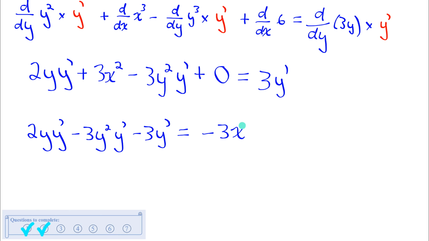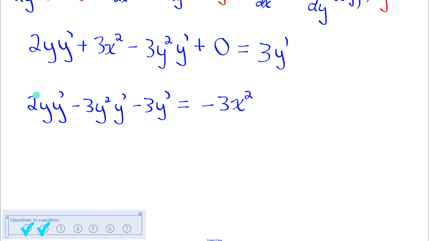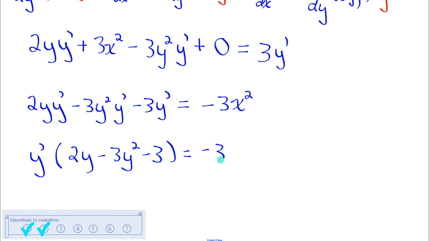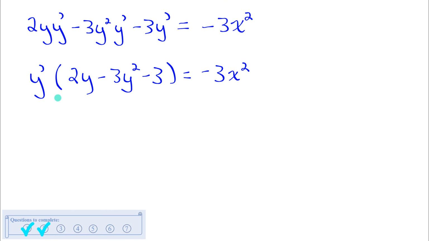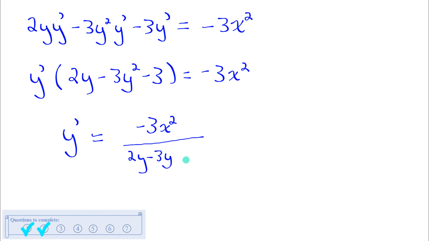That's negative 3x squared. And since on the left all 3 terms have a y prime, I could common factor that out. And then what I'm left with in the brackets is 2y minus 3y squared minus 3. And what I can do now to isolate the y prime is divide both sides by this factor 2y minus 3y squared minus 3. So y prime equals negative 3x squared divided by that factor 2y minus 3y squared minus 3.